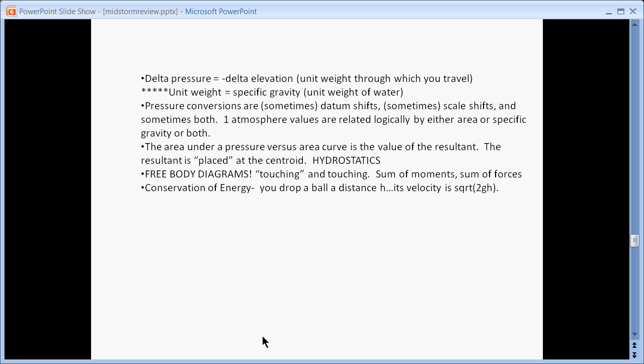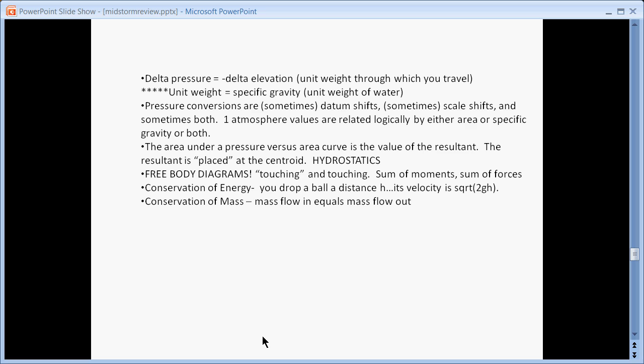We reviewed conservation of energy and came to the fact that if you drop a ball a distance h, its velocity will increase to the square root of 2gh. That is because potential energy is mgh, and kinetic energy of translation is 1/2 mv squared. It gets a little more complicated as we add potential energy to a spring or kinetic energy due to rotation, but not much more so.